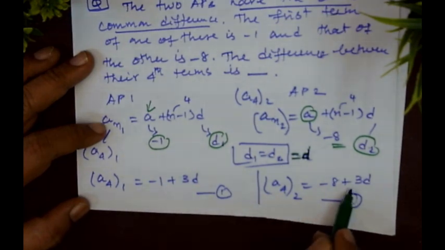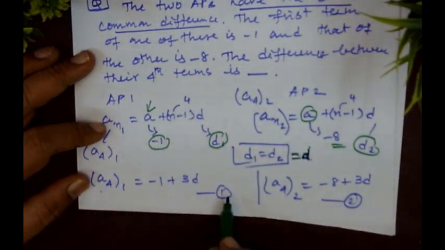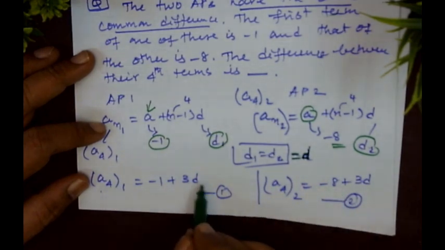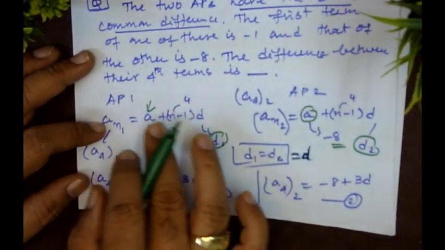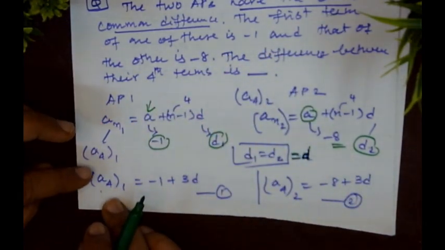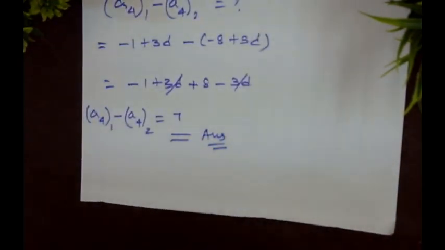Now we have substituted. And fourth term means in both cases n is equal to 4, so n minus 1 is 3, and d is common, so we maintain it. What is asked? The difference between their fourth terms. So we can subtract, which means equation 1 minus equation 2. That I have given. Finally we got this 7. Okay.